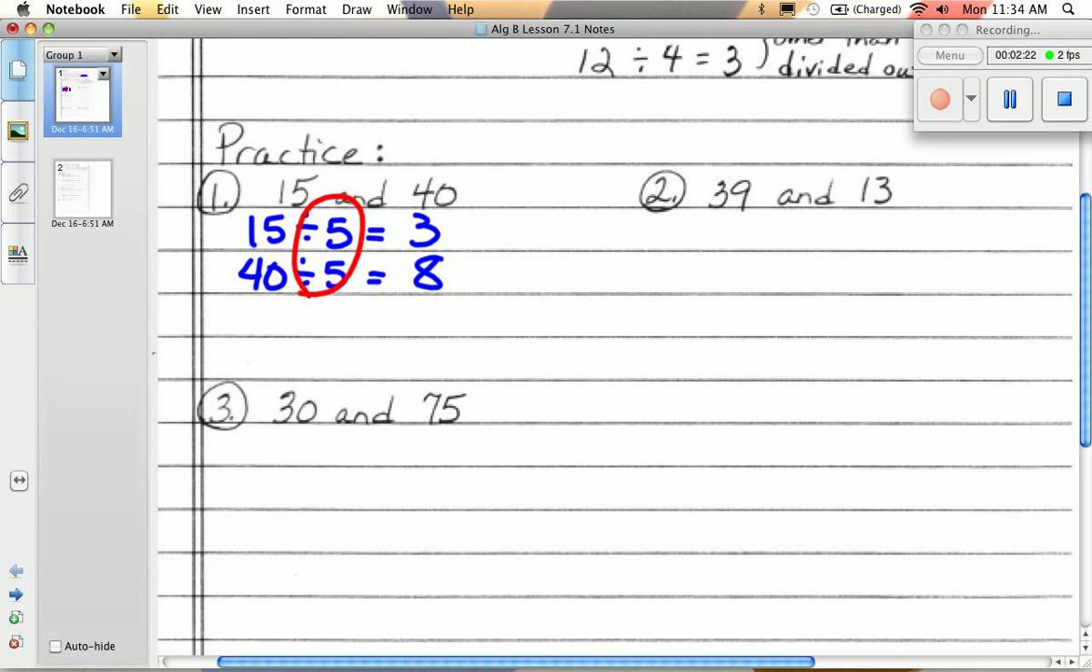But before we stop and do that, we have to make sure there's nothing else that can be divided out of 3 and 8 other than 1. Is there any other integer you can think of that divides into 3 that also divides into 8, other than 1? No. Okay? So we stop right there and say the GCF is 5.